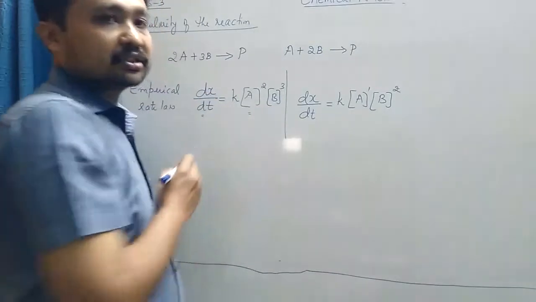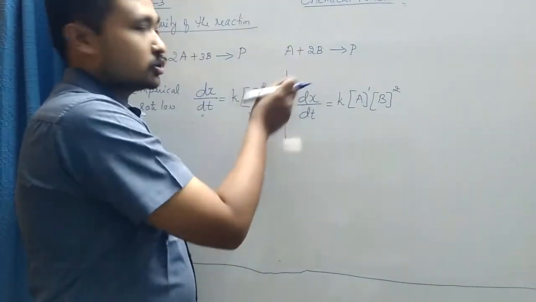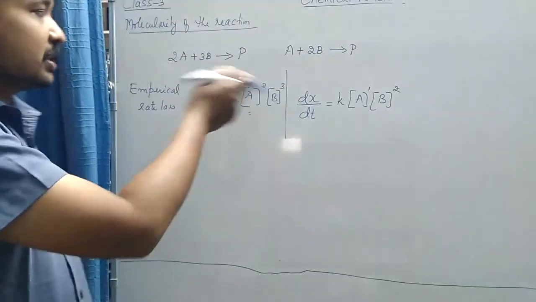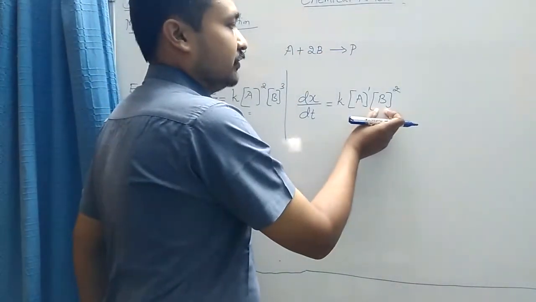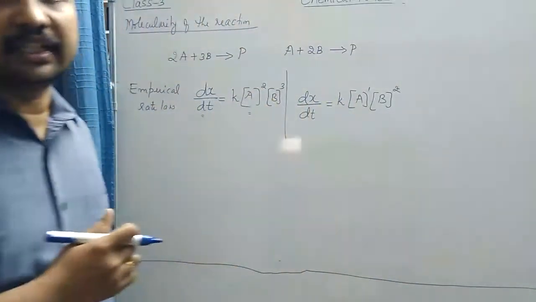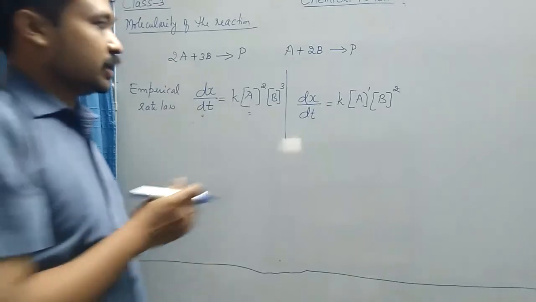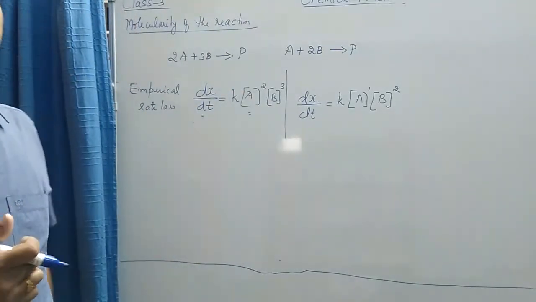Similarly, if I double the concentration of B here, this value becomes 2 times, so whole cube, it means the rate increases 8 times. Whereas here, if I double the value of B, it becomes 2 square, that is, the rate only increases 4-fold. So again, the concentration of B has a greater influence on the rate of the reaction in the first case.